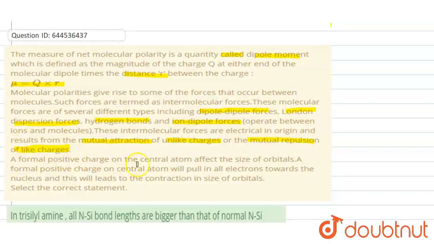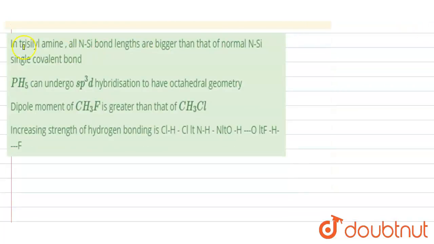A formal positive charge on the central atom affects the size of the orbitals. A formal positive charge on the central atom will pull all electrons towards the nucleus, and this will lead to the contraction of the size of the orbitals. Select the correct statement. Based on this passage, these four statements are given, and we need to find the correct statement.